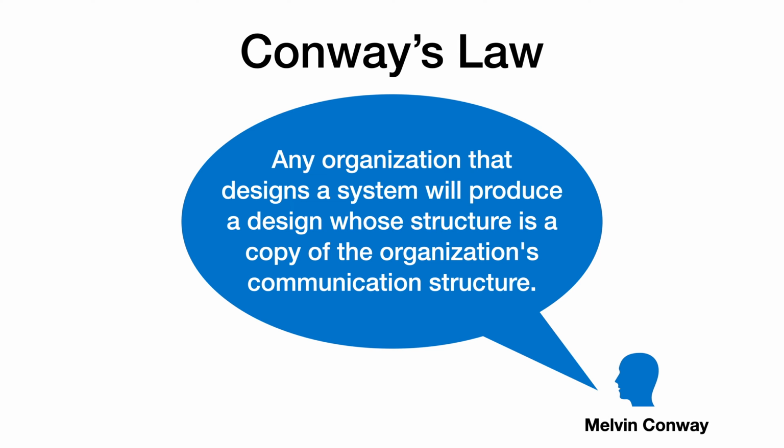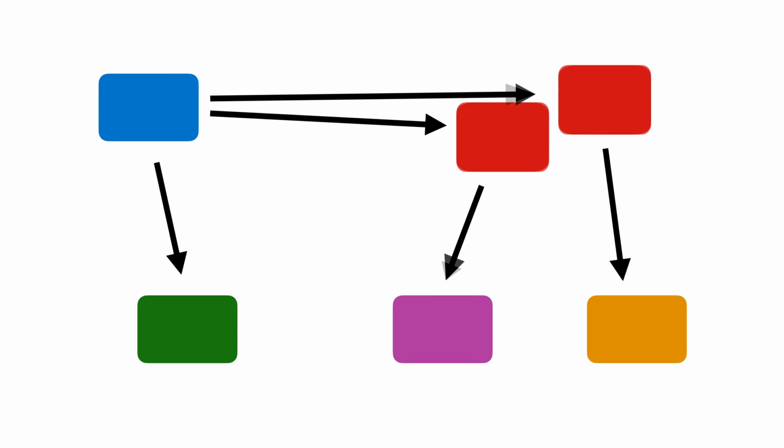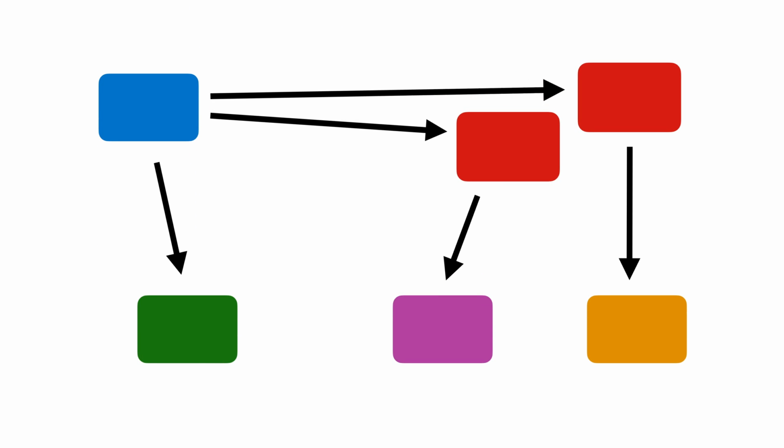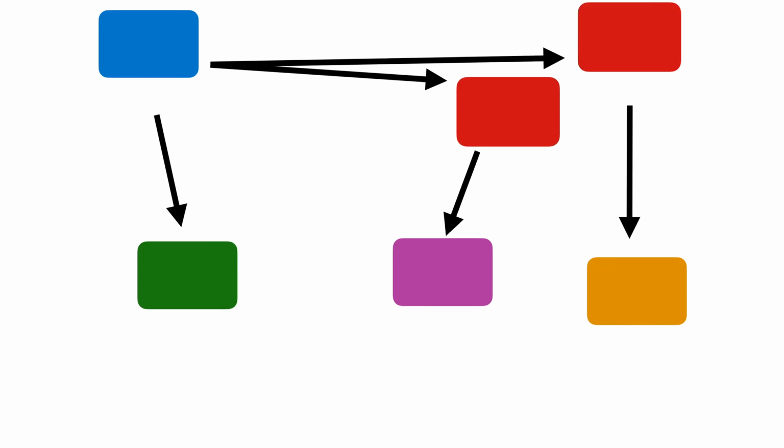organisation's communication structure. You can draw the best boxes and arrows that slice up your problem domain brilliantly, but if that doesn't reflect how the developers communicate with each other, you're going to have problems. Let's take a look at some examples.